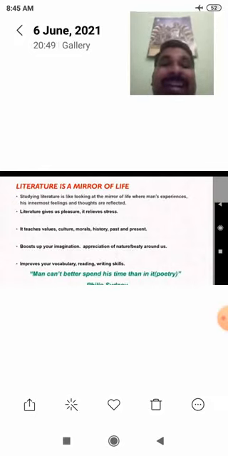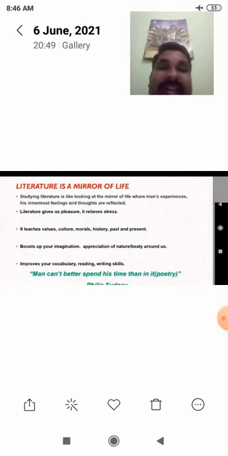And it improves your reading capacity. Nowadays, many students and many persons do not have this skill, because when WhatsApp and other technological methods came, many persons forgot to read. So when you study literature, it improves your reading capacity, and simultaneously it improves your writing skills.